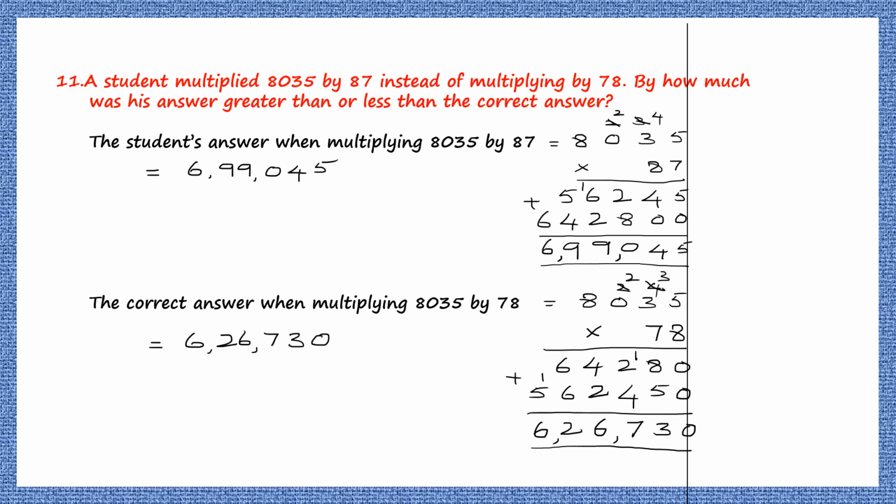6,26,730 is the correct answer. So now let's read the question. By how much was his answer greater than or less than the correct answer? So this is the student's answer and this is the correct answer. As you can see, the student's answer is greater, isn't it? And we have to find out by how much also.